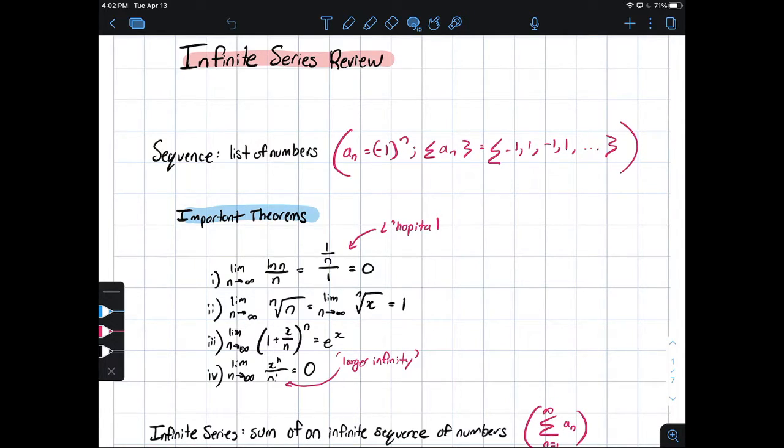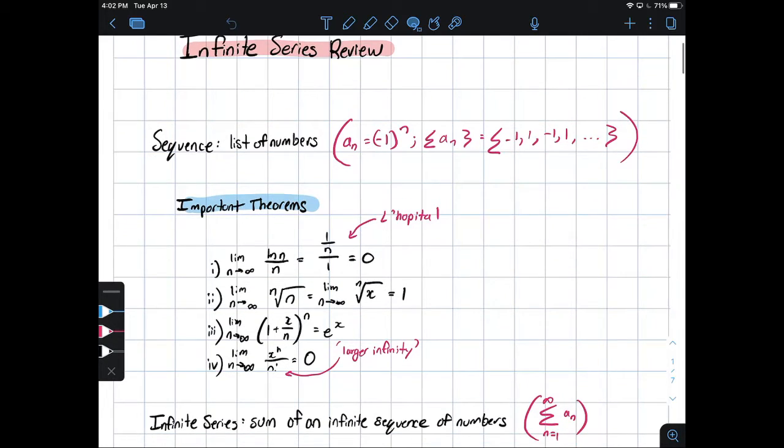Then we have important theorems, and these are going to be used when we're doing our tests. We have the limit as n goes to infinity of ln n over n is equal to 0, and that's using L'Hopital's rule. We have the nth root of n, the limit of that is equal to 1, and the nth root of x is also equal to 1. They're both equal to 1.